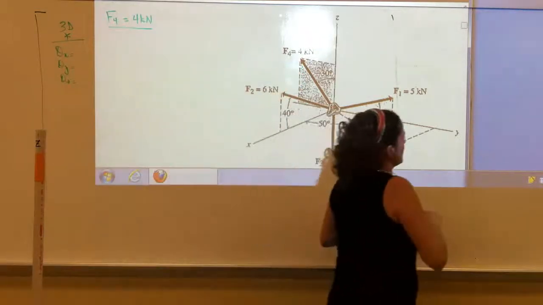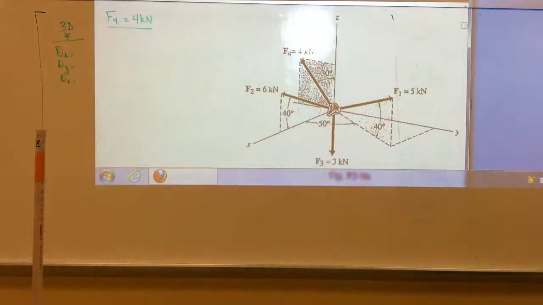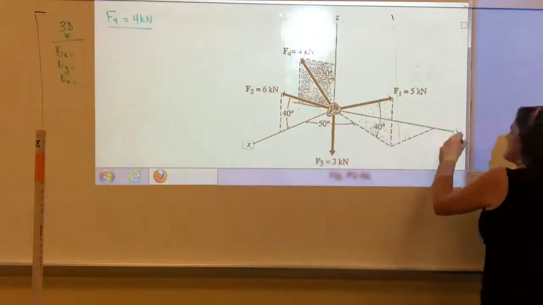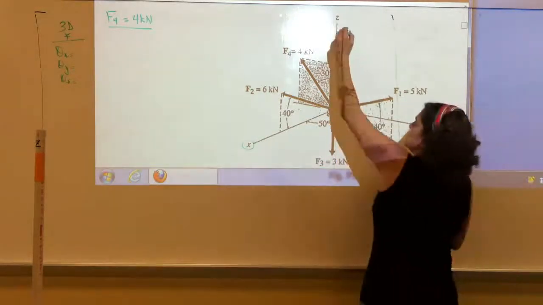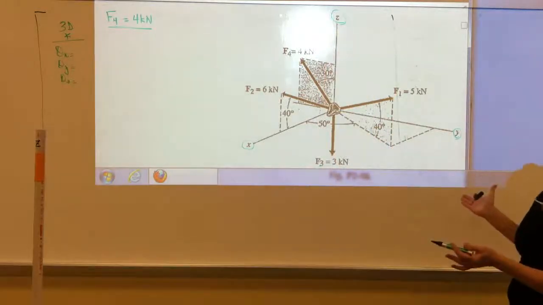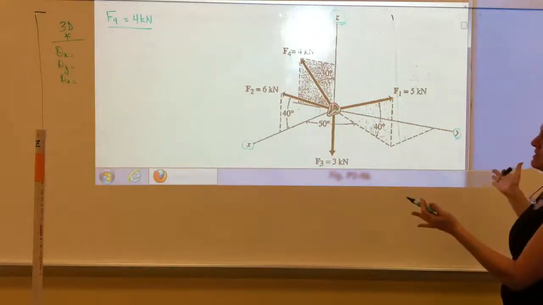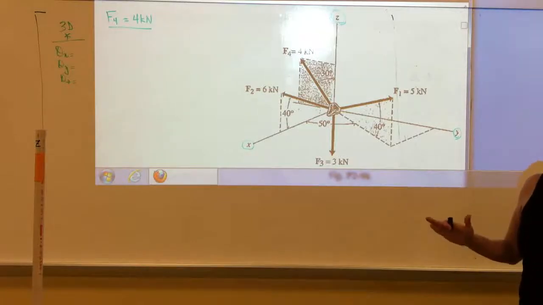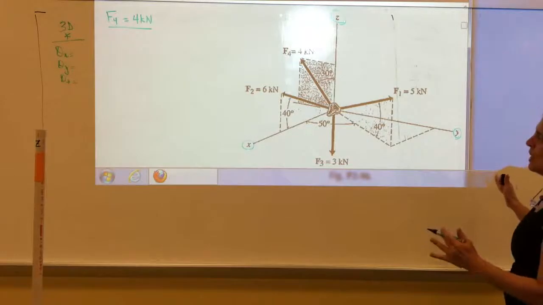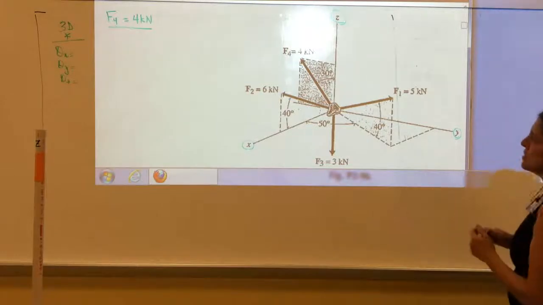The first thing we have to do on a 3D problem is take a look at the axes. Here's the x-axis, here's the y-axis, the horizontal plane, and here's z. As we go along in statics, so far we're looking at two 3D problems, and both of them have the axis set up the same way. But that's not the case in all the statics. We're going to see different axes, so we always have to make sure we know where the axes are.